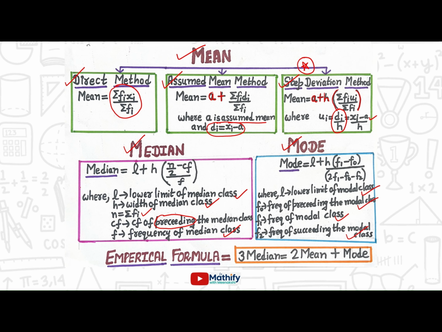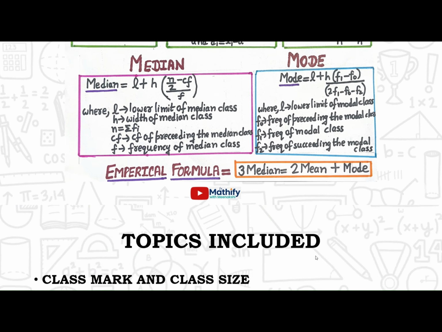And at last, we have a golden relationship between mean, median, and mode, and that is also known as empirical formula. And that says thrice of median is equal to twice of mean plus mode. So, whenever you know any two out of these three, using this relation, you can find the third one. Now, let's move to topics.